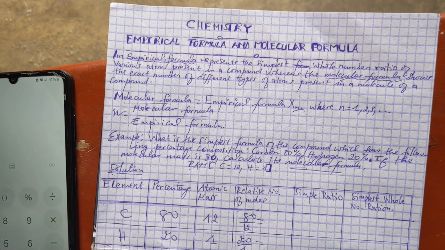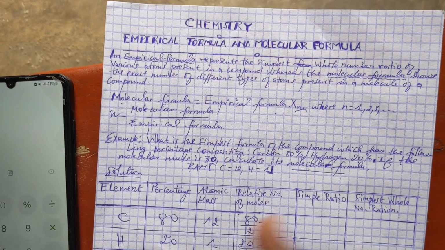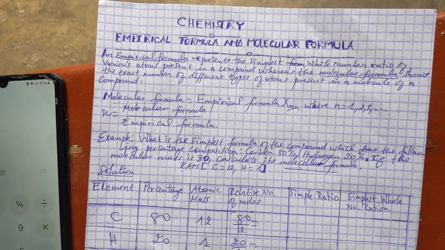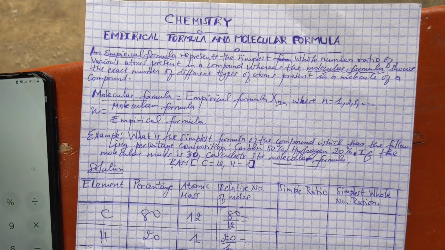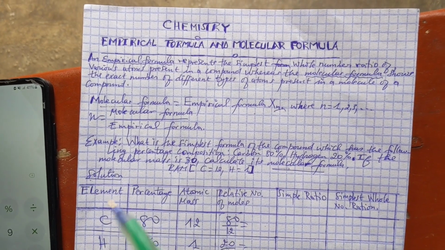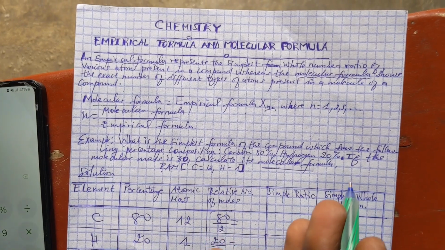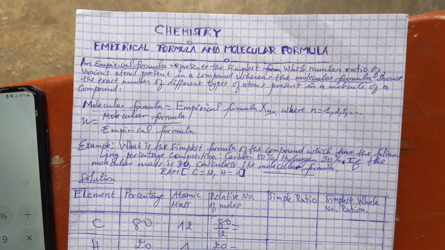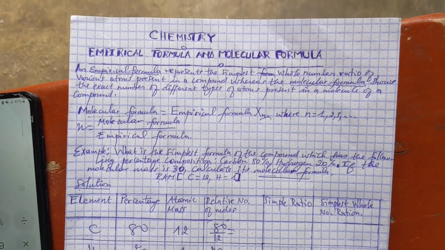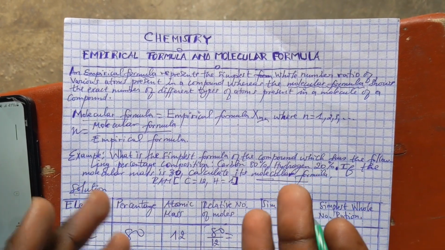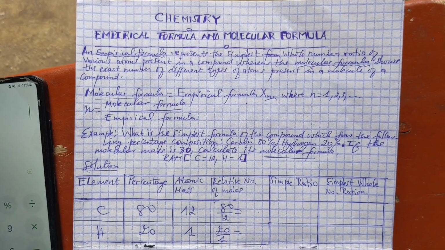So I want to explain a little bit about empirical formula and molecular formula. First of all, what is an empirical formula? An empirical formula refers to the simplest whole number ratio of various atoms present in a compound, whereas the molecular formula shows the exact number of different types of atoms present in a molecule of a compound.